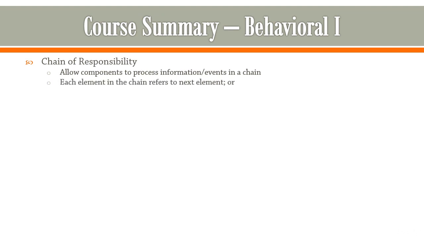And we saw that each element in the chain either refers to the next element or you just make a list somewhere. So a very simple approach is you just make an ordinary list, you add every single element to that list, and then you go through the list with a for each statement, just notifying every element that here is an event that I've generated, please take a look at it.